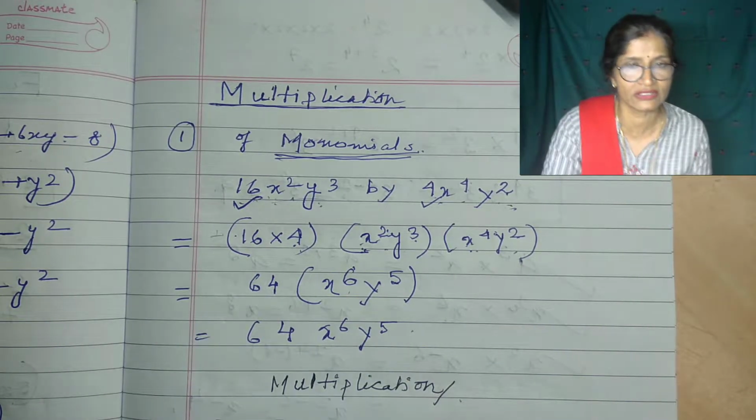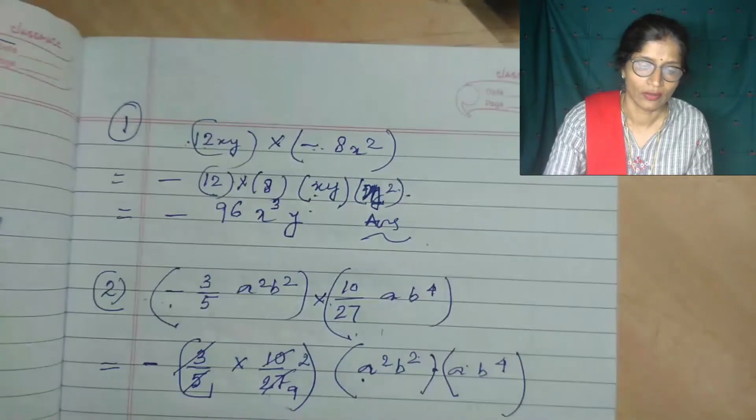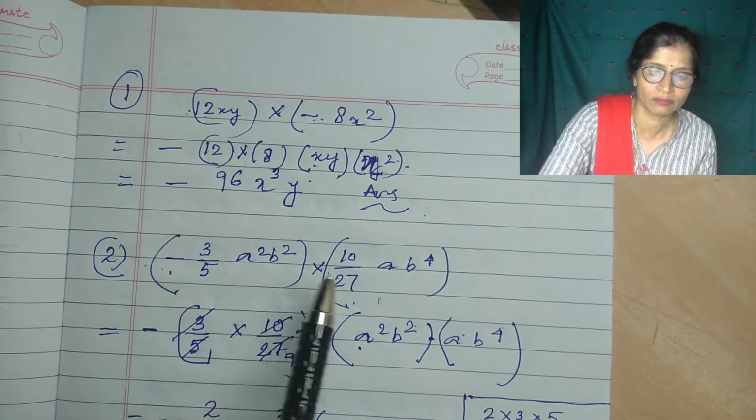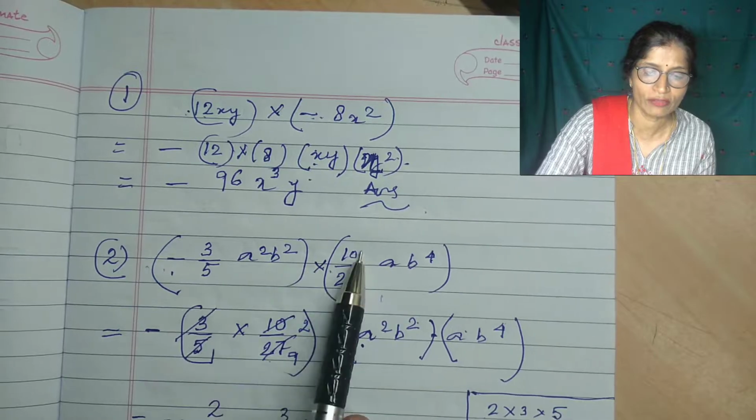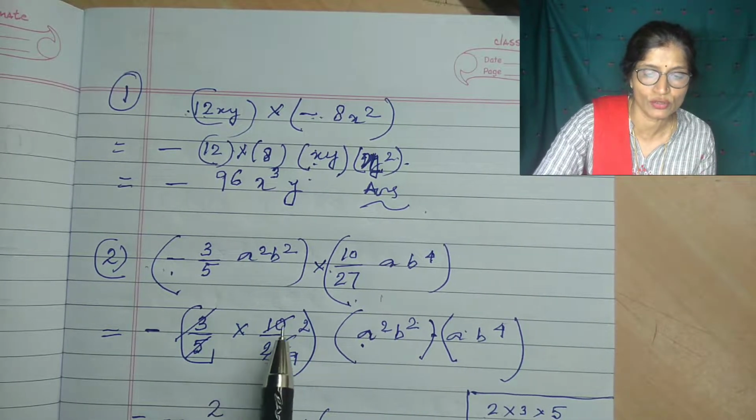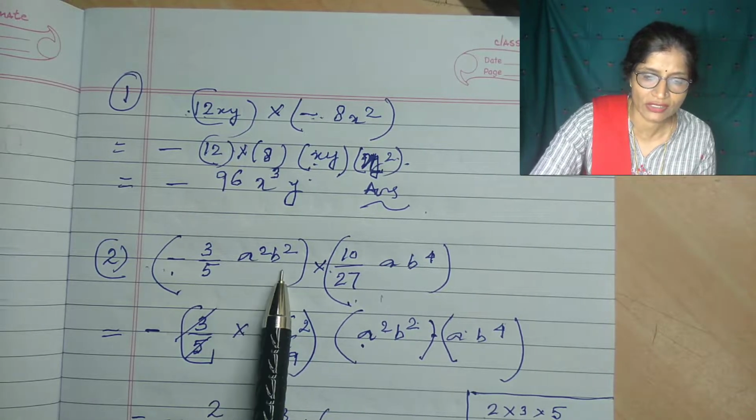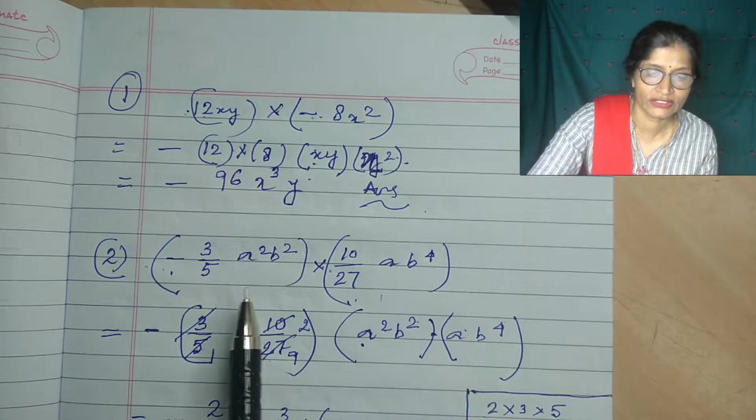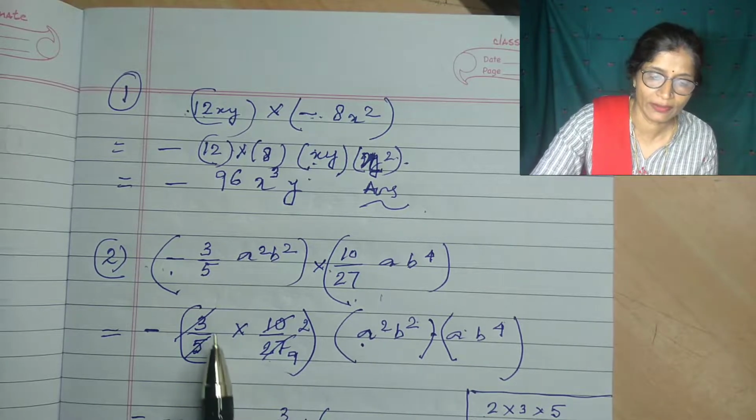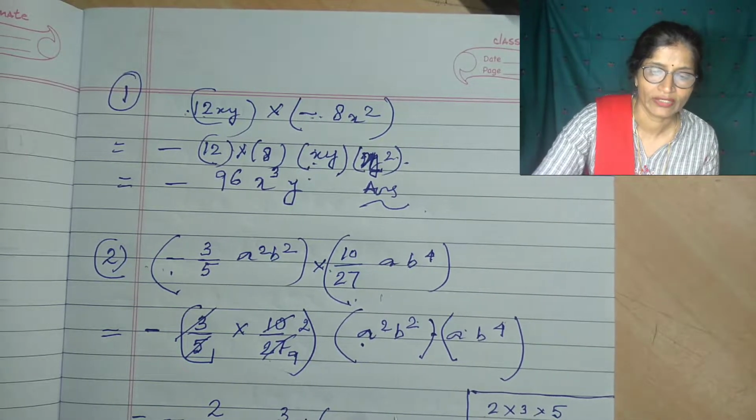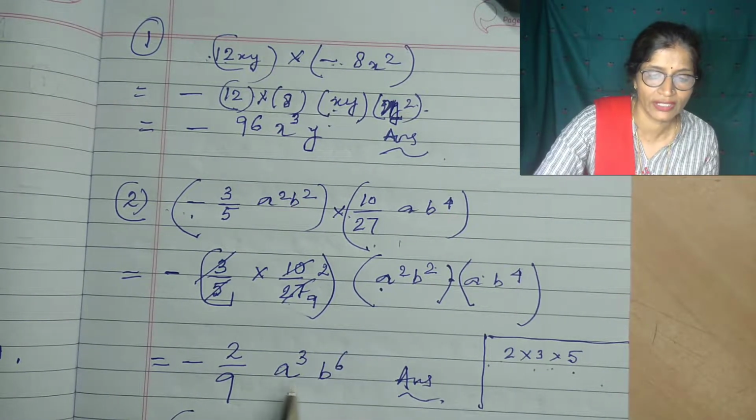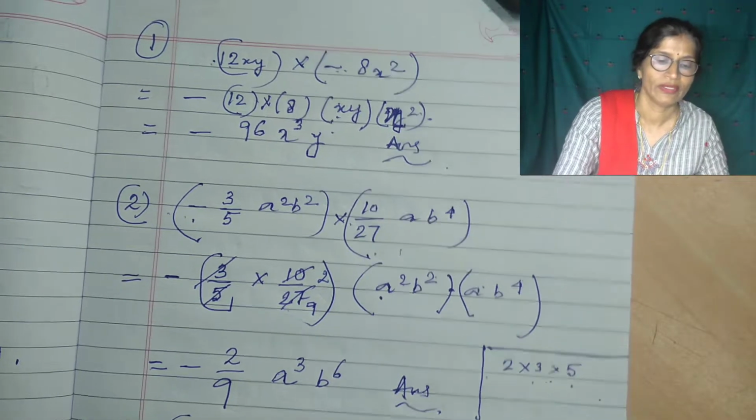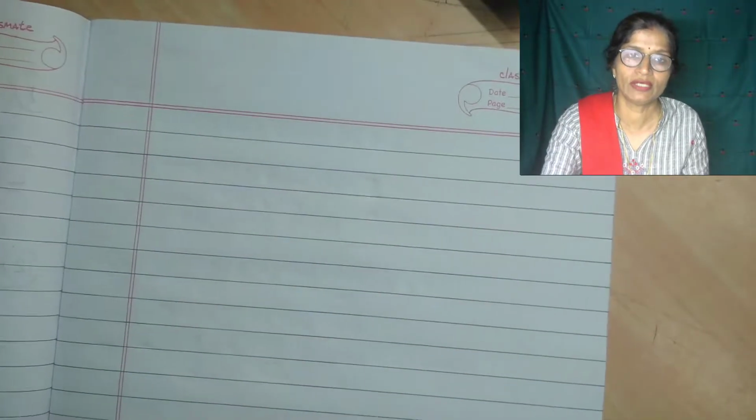So we have already discussed all these things in our last class. And suppose you have to multiply this with this. First think about the sign. Minus plus will be minus. Then the numerical coefficient multiplied by the numerical coefficient, so 3 by 5 into 10 by 27. Then the literal coefficients of the two terms are multiplied. For the numerical part you will get the value 2 by 9, and for the literal part you will get a to the power 3 and b to the power 6, which we already discussed in our last class. Now this is a monomial multiplied by a monomial.